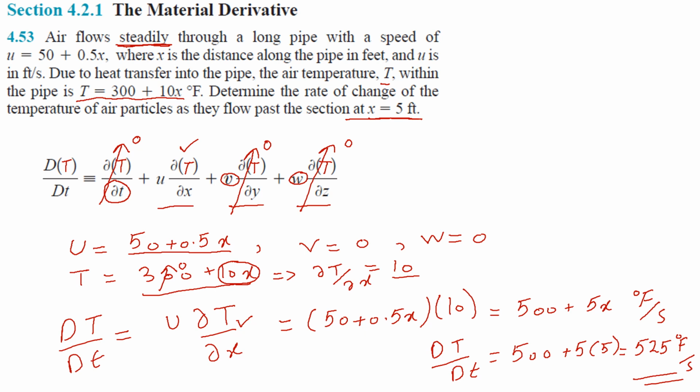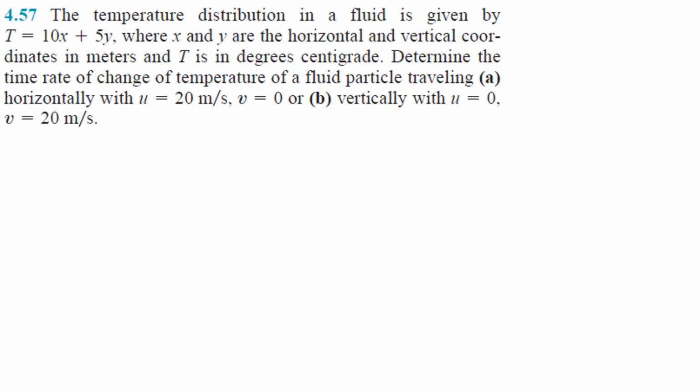Hope this is clear. Moving forward, again, the temperature distribution in a fluid is given by this, where x and y are horizontal and vertical coordinates in meters, and T is in degree centigrade. Determine the time rate of change of a fluid particle traveling horizontally with u is equal to 20 meter per second and v is equal to 0. There is a second part in which it is moving vertically with u is equal to 0 and v is equal to 20 meter per second.